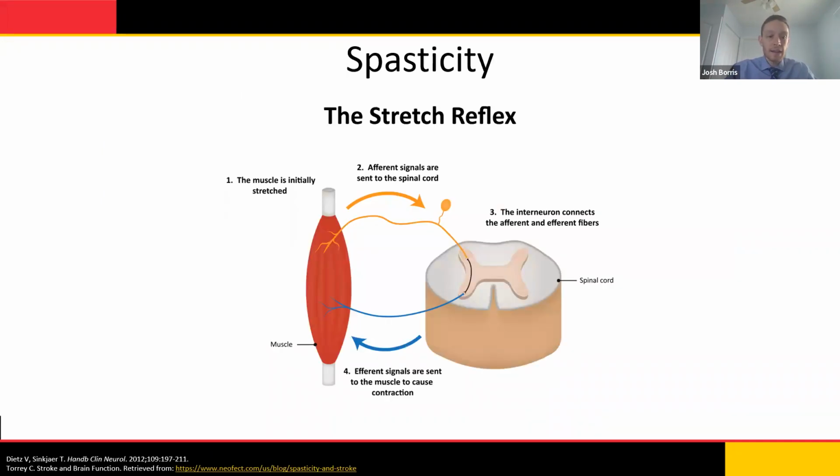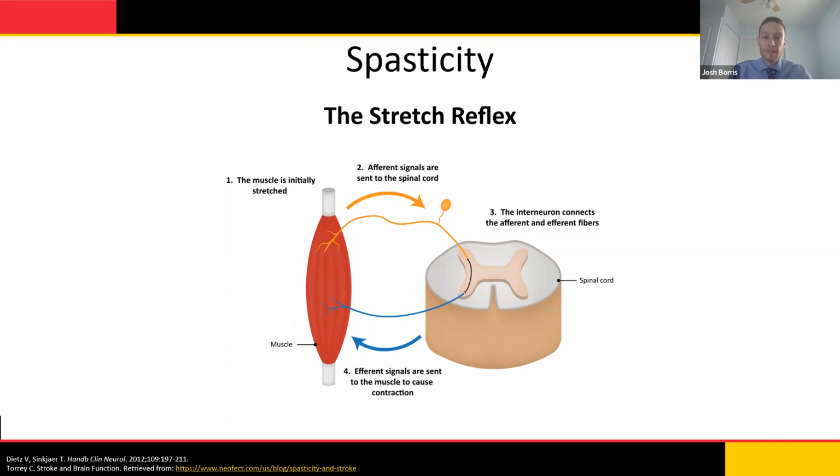For spasticity, because I'm a visual learner, I thought putting in a picture would be helpful. Starting on the left, you have your muscle group, and it's initially stretched, and this sends afferent signals directly to the spinal cord. In here is where the interneurons connect the afferent and the efferent fibers, so a lot of the processing and neuronal communication happens within those fibers. And then with step 4, the efferent signals are sent to the muscle to cause contraction.